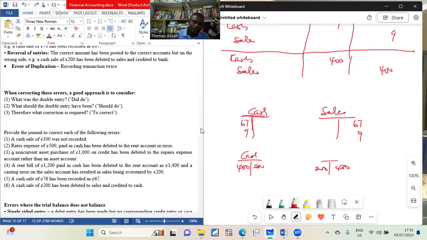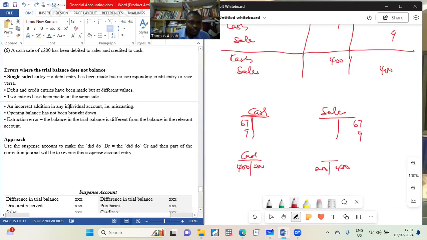All right. Then we have the errors that do not affect the trial balance.